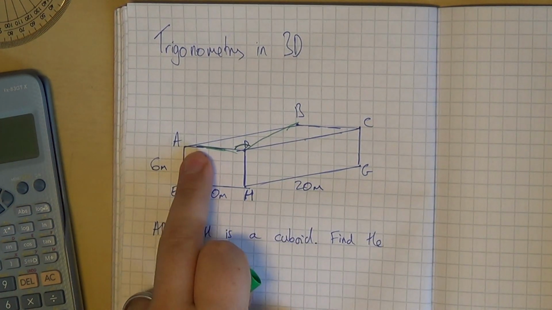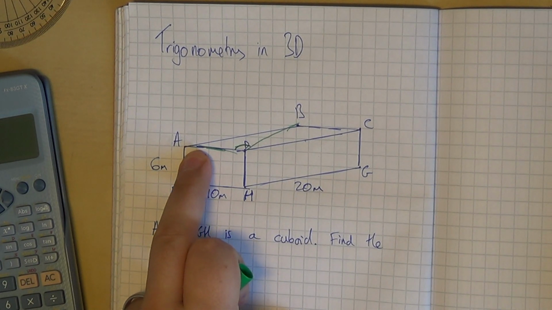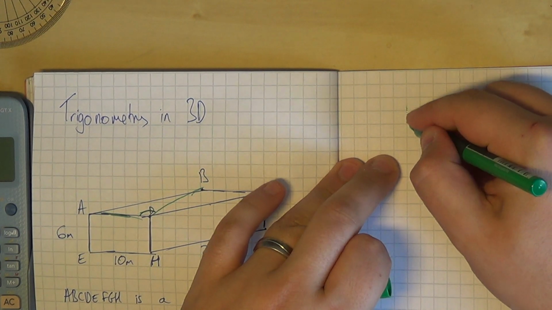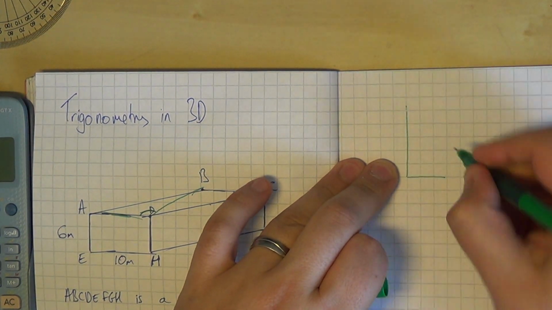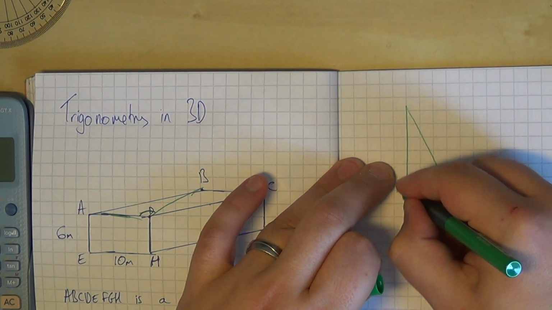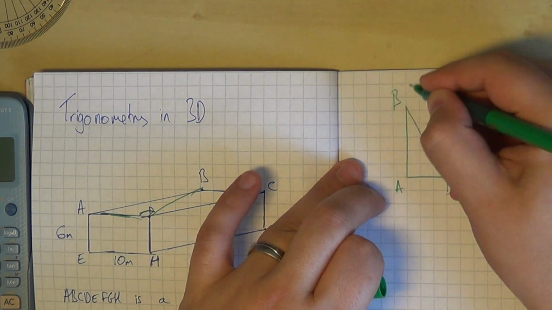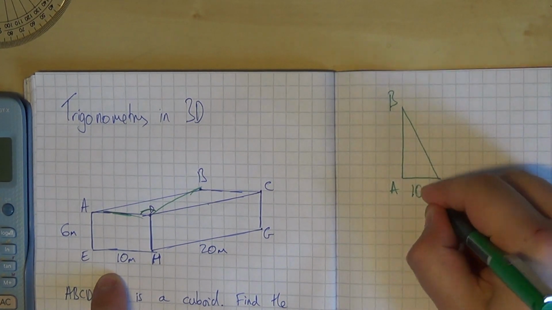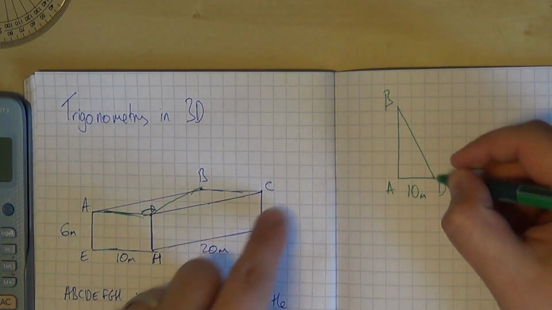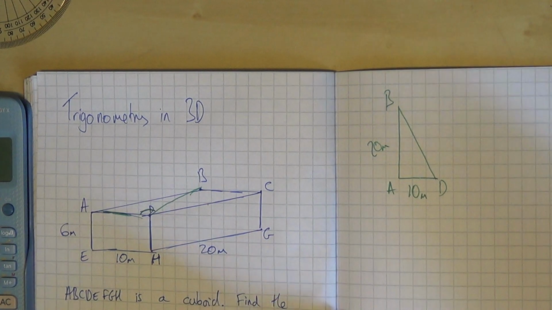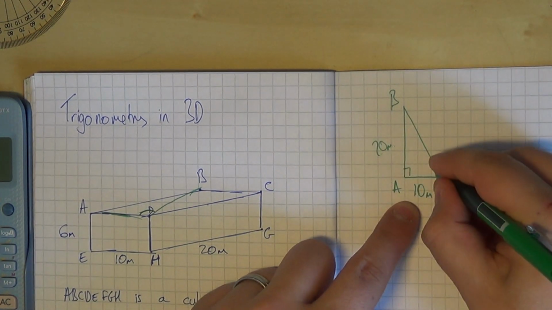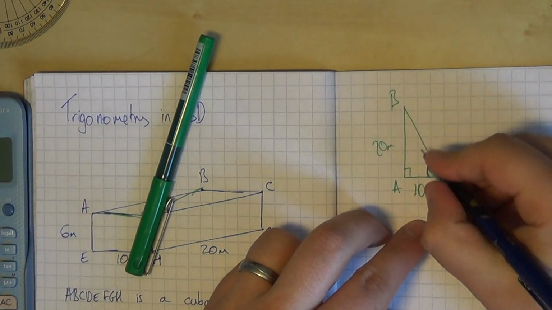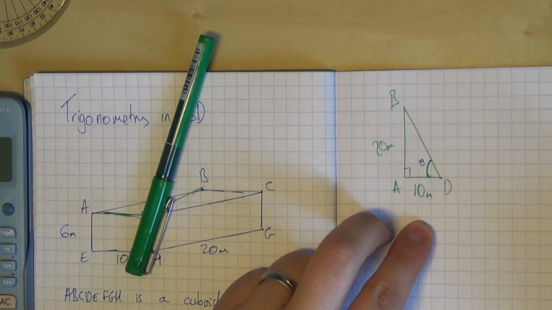The right angle is at A. This is why being a cuboid is helpful. So if we do that, we get something like this, where that is A, that is D, that is B. AD is given, it's 10 meters. AB is given, it's this 20 meters, because all the lengths match on a cuboid. And the angle we're being asked for is this one. So we shall call that theta, or x if you don't like the Greek symbols.